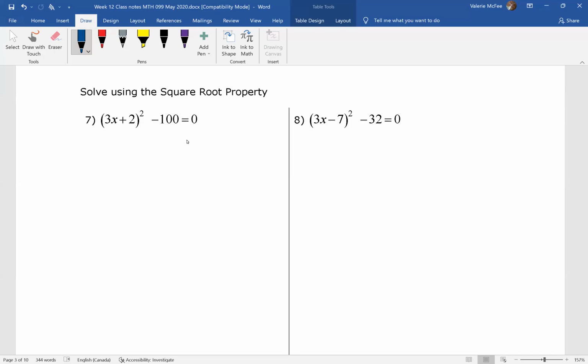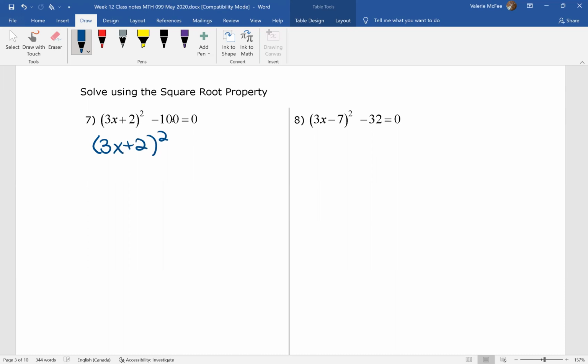This is the last set of questions solving the quadratic equations using the square root property. These are about as complicated as they get. Let's look at the first one together. Remember, we want to isolate the square, so we're going to add 100 to both sides.